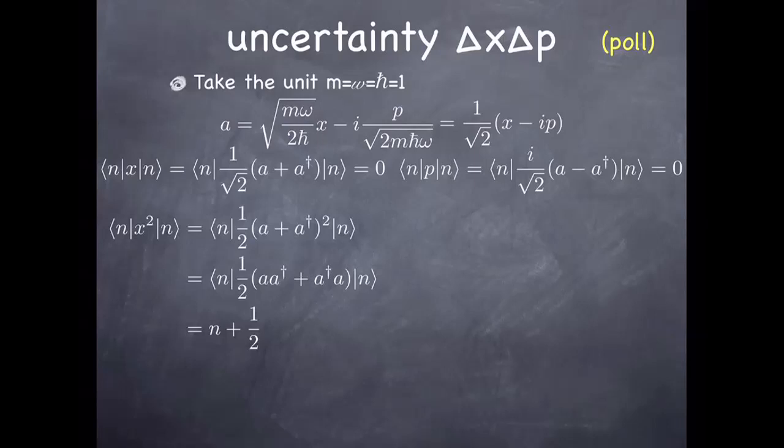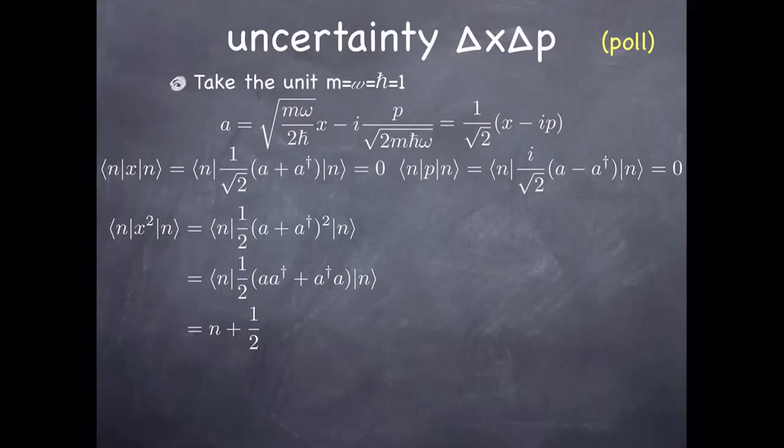Because a dagger a would bring n down 1 notch and bring you up 1 notch, so stays n. And actually, a dagger a is nothing but the number operator, so that gives you number n. There's a 1/2 in front, so that piece is n over 2.